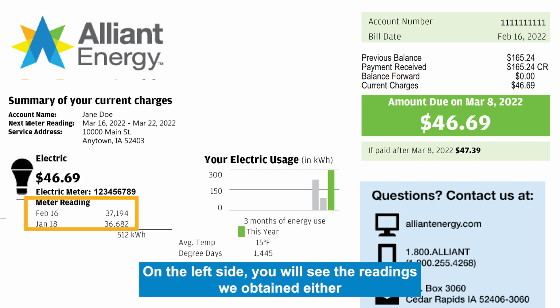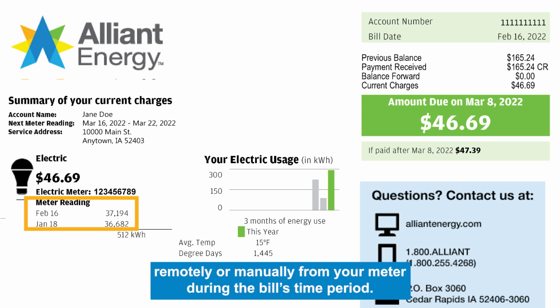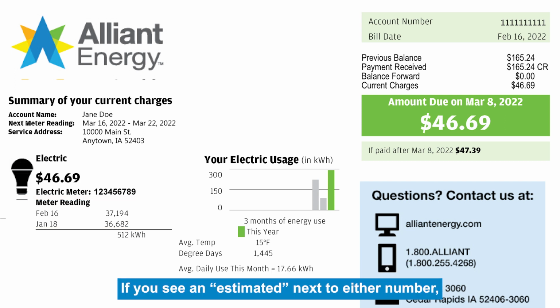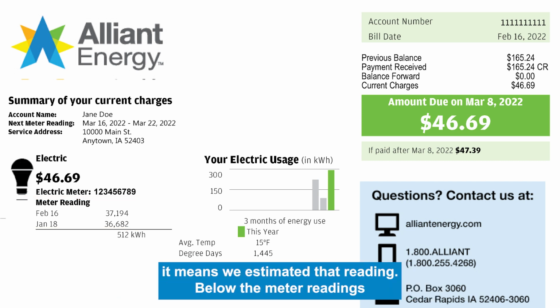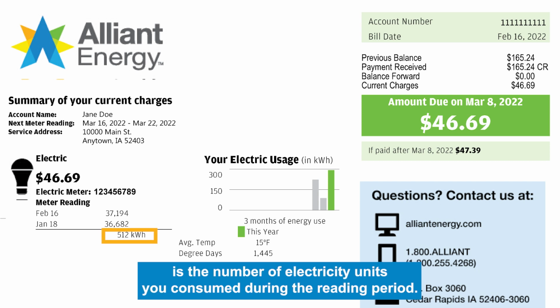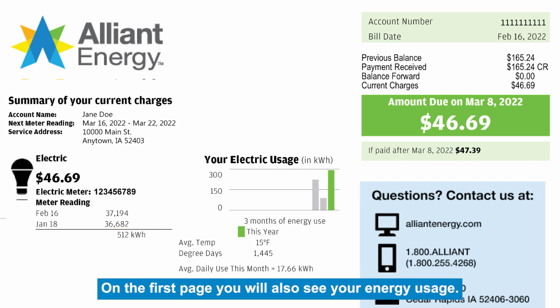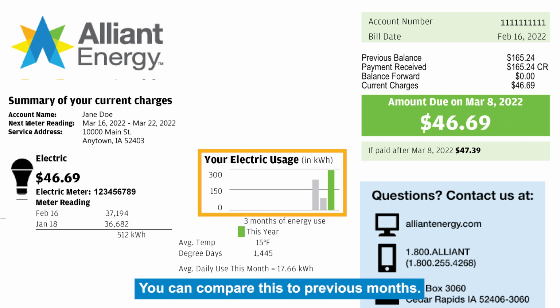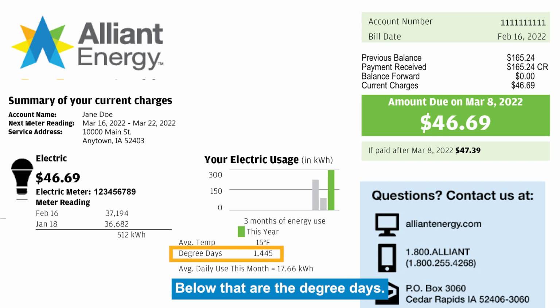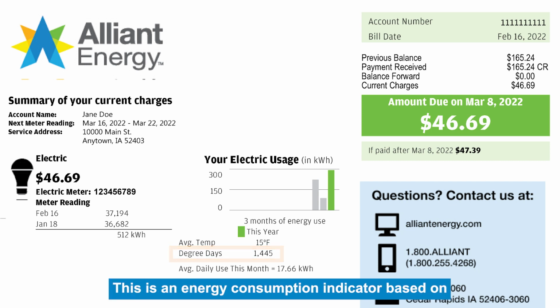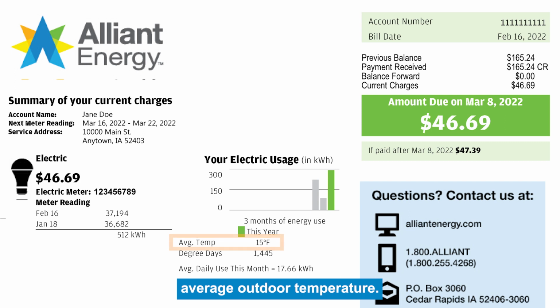On the left side, you will see the readings we obtained either remotely or manually from your meter during the bill's time period. If you see an estimated next to either number, it means we estimated that reading. Below the meter readings is the number of electricity units you consumed during the reading period. We calculate this based on the difference between the two meter readings. On the first page, you will also see your energy usage. You can compare this to previous months. Below that are the degree days. This is an energy consumption indicator based on average outdoor temperature.